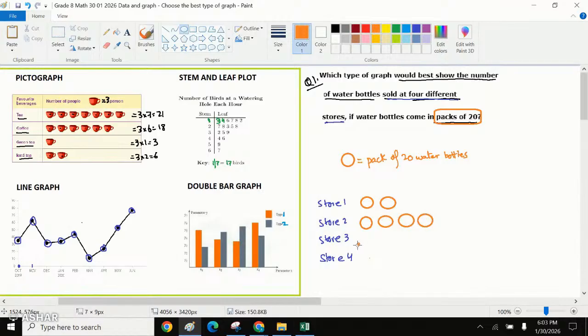Okay, store 3 can have 10 only, and store 4 can have 3 bottles, right? So if we are using this information, can we say that 2 multiplied by 20 was 40 bottles? Can we say 4 multiplied by 20 was 80 bottles? Can we say 1 multiplied by 20 was 20 bottles? And can we say 3 multiplied by 20 was 60 bottles, right?